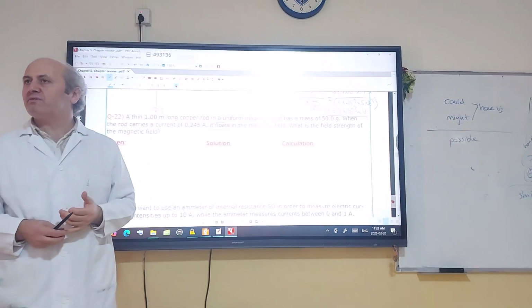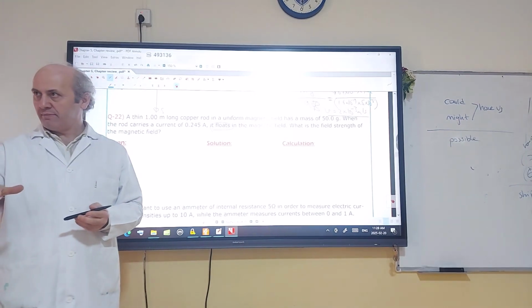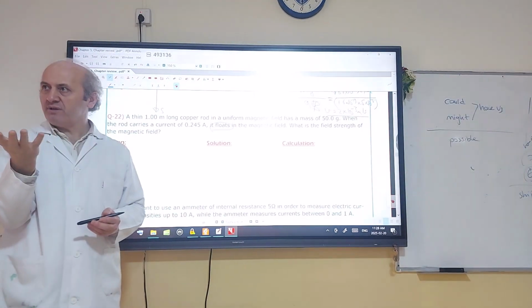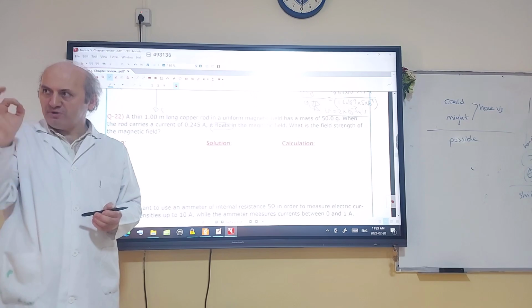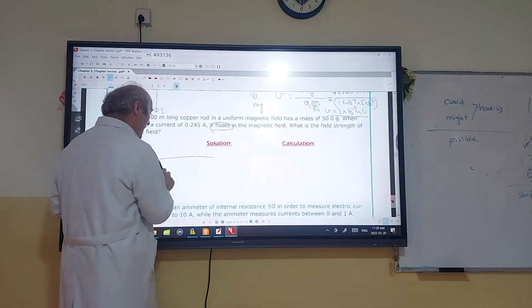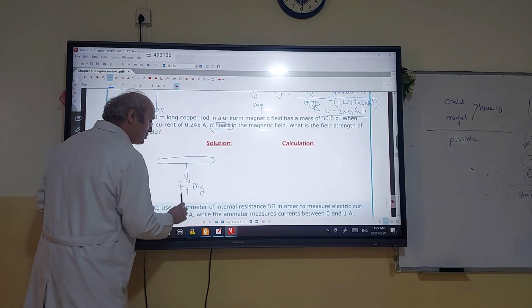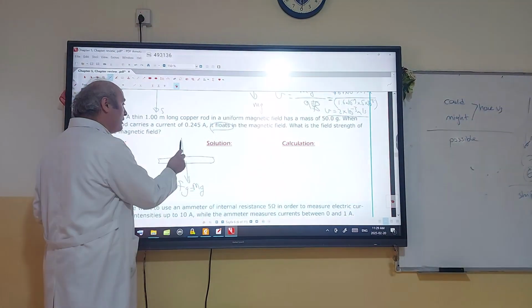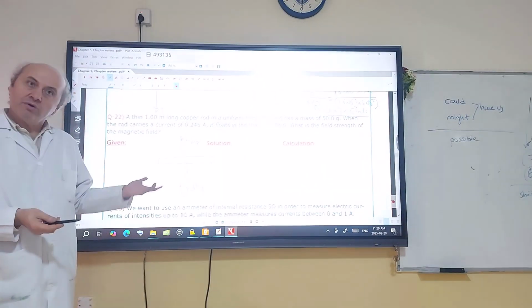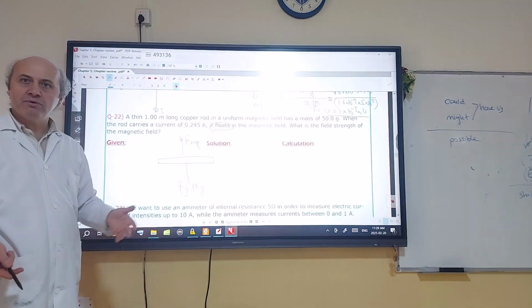Floating is generally taught with water. When objects stay on the surface of the water, we say it's floating. How does it float? Gravitational force is cancelled by the upthrust of the water, so the net force becomes 0. The same thing will happen here. Gravitational force acting on the rod must be cancelled by magnetic force acting on the rod. In this case, net force is going to be 0. It will float. Then write them equal to each other.